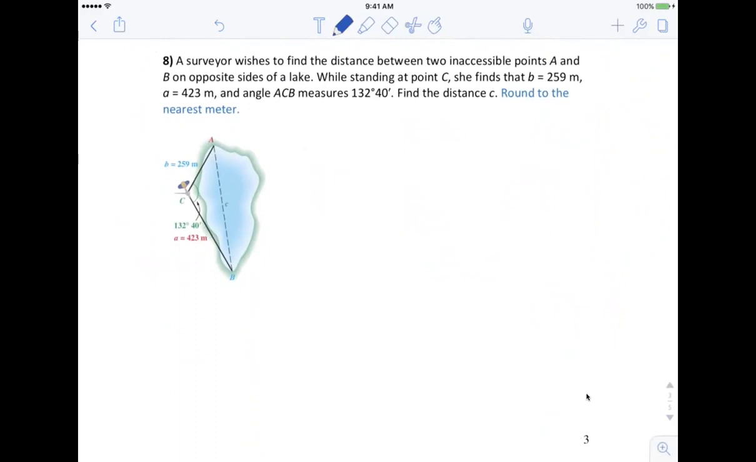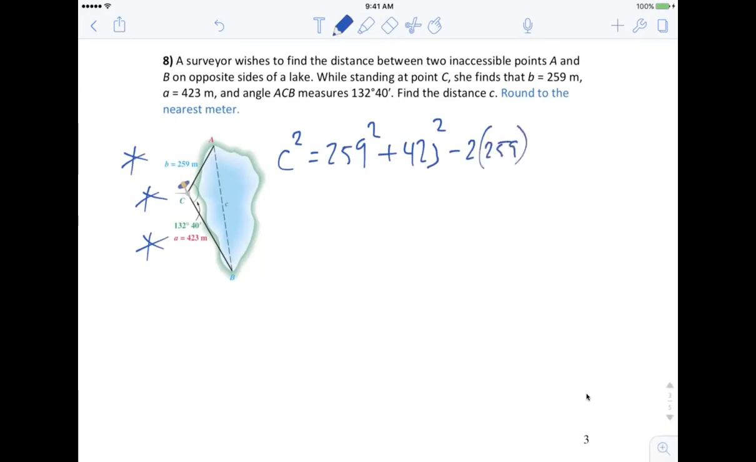Here we have to find the distance across a lake or something. And we have some surveying here. So the picture describes it all. Okay, so if I'm going to find C, I'm going to use that third formula of the law of cosines. Notice this is the side-angle-side case. So let's set it up. It's going to be C squared equals each side squared, minus 2 times each of those values times the cosine of the angle.